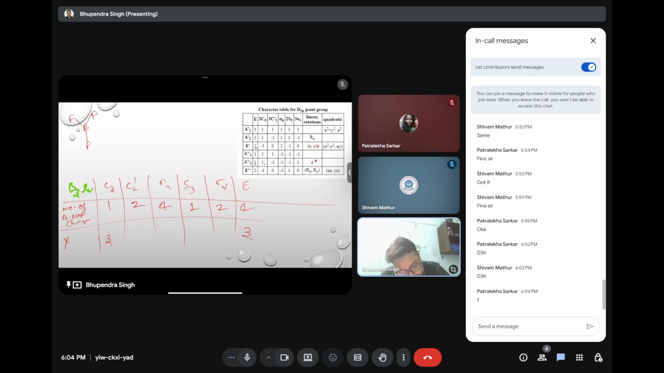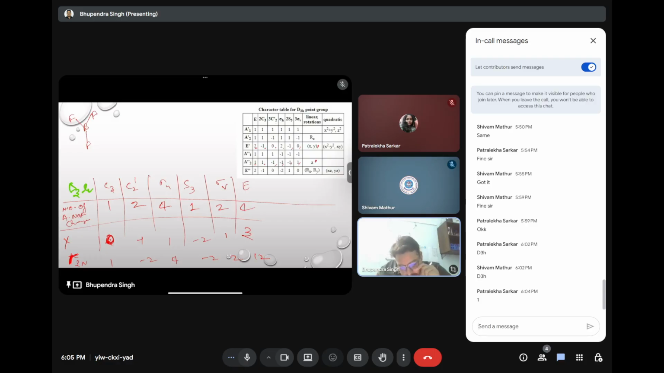For E it is 12, for C3 0, C2 dash -1, sigma h 1, S3 -2, sigma v 1. So gamma 3n will be 12, 0, -2, 4, -2, 2. Now you can solve according to the options.